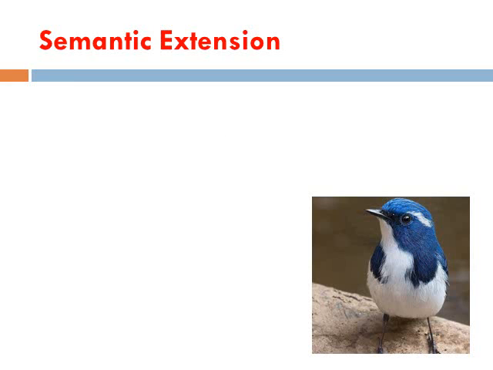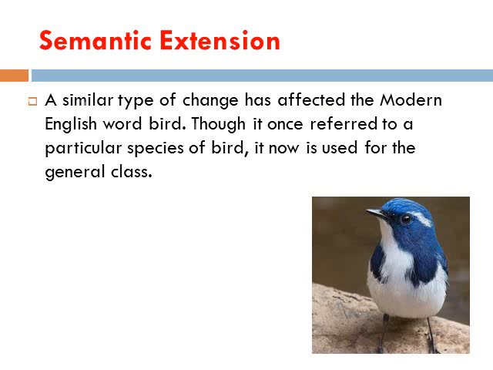Another example is the word bird. It used once to refer to a particular species of bird. The word now is used for the general class. So now the word bird doesn't just refer to a specific type of birds, but it refers to all types of birds.